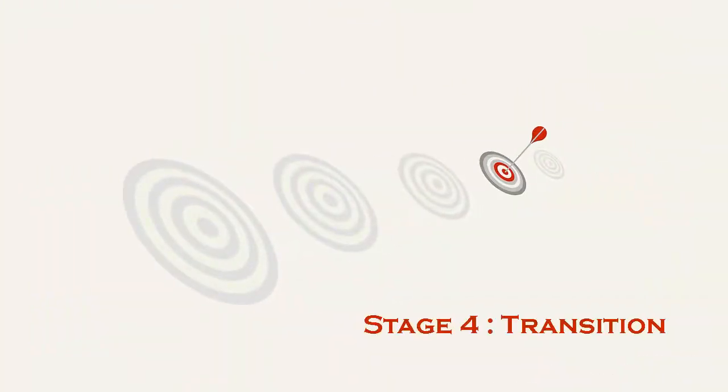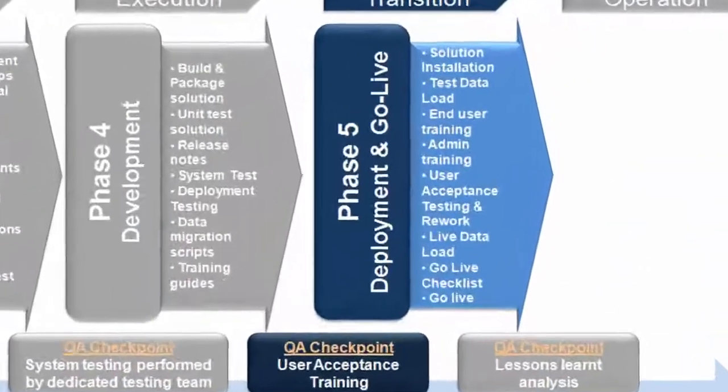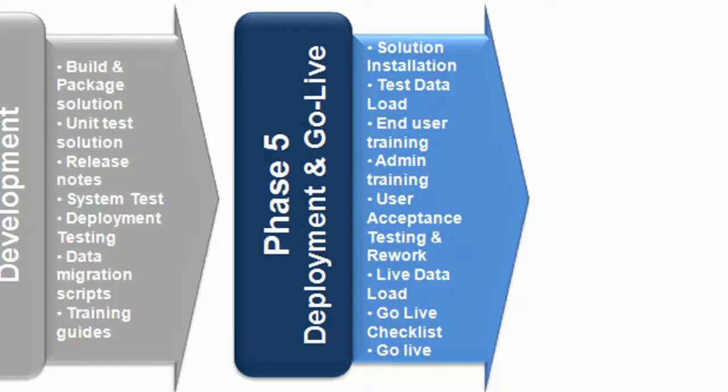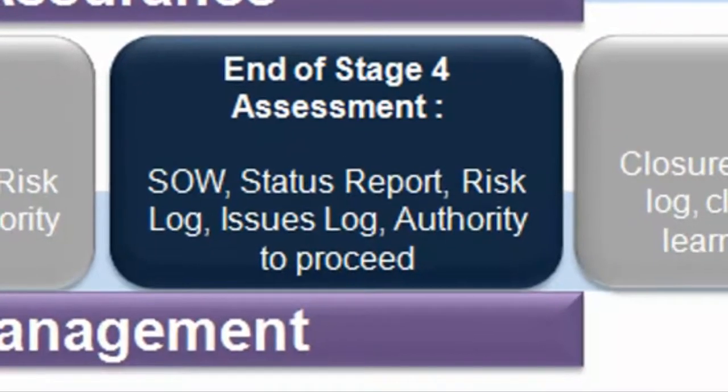Stage 4: Transition. Phase 5 of the PMO framework is for deployment and go live, where the solution is installed, data load is tested, and end users and admin are trained. Then, we go for user acceptance testing and reworks. The live data is loaded and the go live checklist is prepared. Once done, the system is all set for a go live. The QA checkpoint for this stage is to do a user acceptance testing. This stage is ended with an SOW or project charter, status reports, risk logs, issue logs, and an authority to proceed.